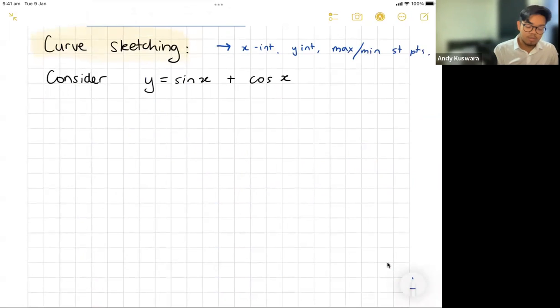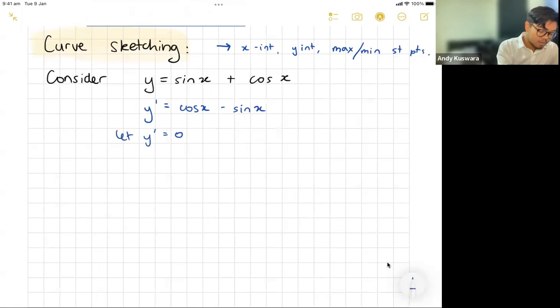Let's start with our stationary points. So if we talk about our y dash, because we want to find stationary points, we want to let our y dash equal 0. So y dash: sine would derive to cosine, and then cosine would derive to negative sine. Here's your y dash. Let's let y dash equal to 0.